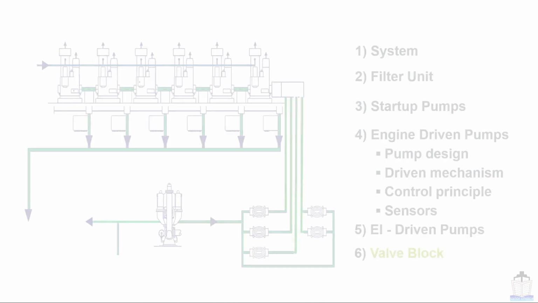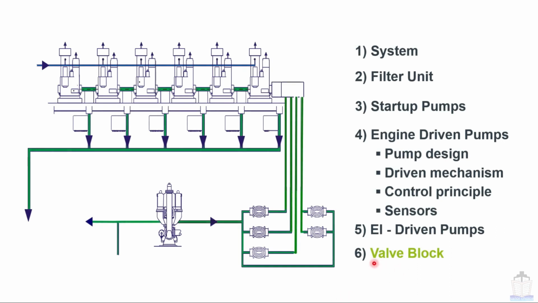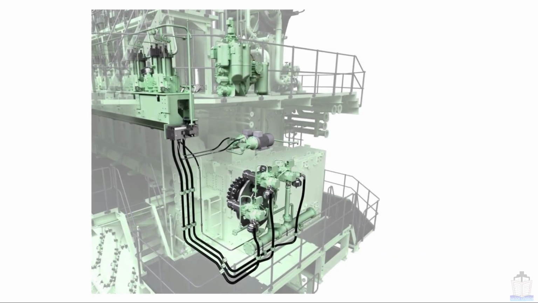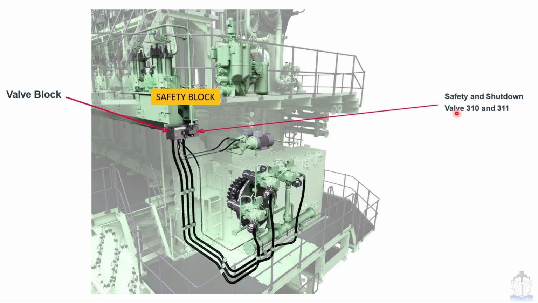Now moving next, we are going to talk about our next topic, that is the valve block. In this topic we will also discuss some hydraulic circuits. This particular equipment is called the safety block. Its other name is valve block, and the major components installed on it are valve number 310 and valve number 311. In some models, accumulators are also installed on the safety block.